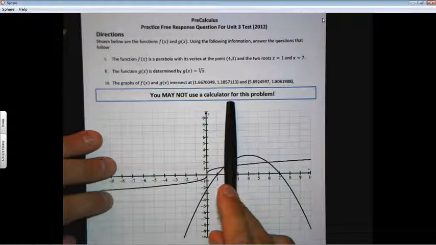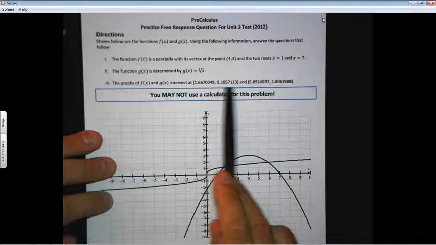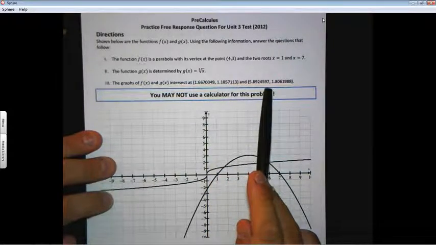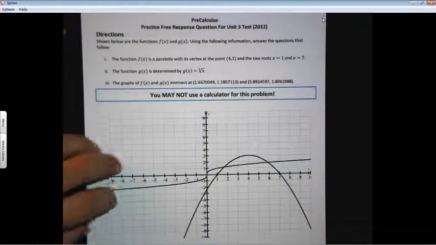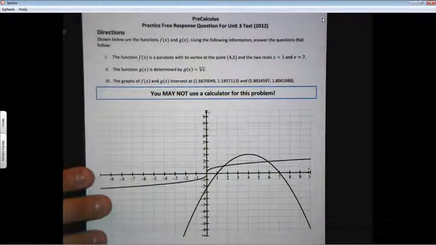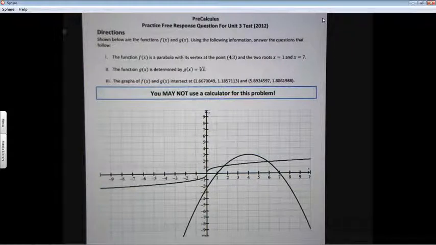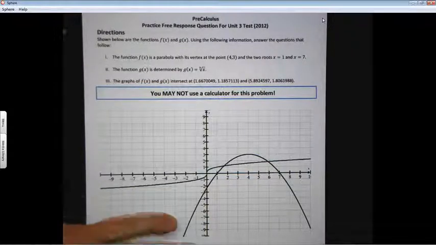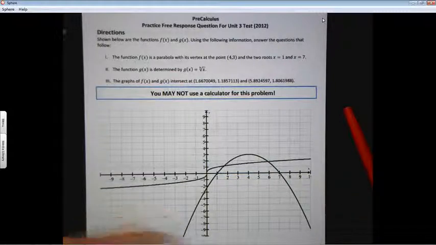Because this problem was designed to be a non-calculator question, I decided to give you those two intersection points. We may or may not use those in the course of this problem, but you never know. So what I want to do right now is just get myself acclimated with this question.